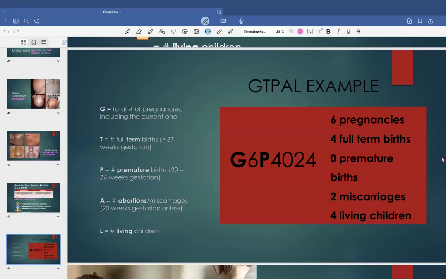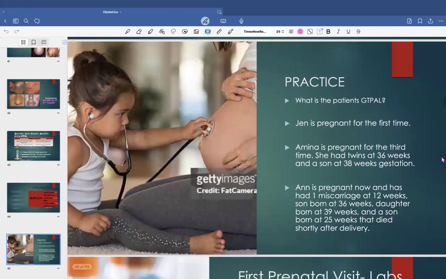All right, let's practice. So what is the patient's GTPAL? Jen is pregnant for the first time. G1, P. Tara is pregnant for the first time with twins. G1, P2. She's pregnant for the first time. How many babies does she have? So what is it?